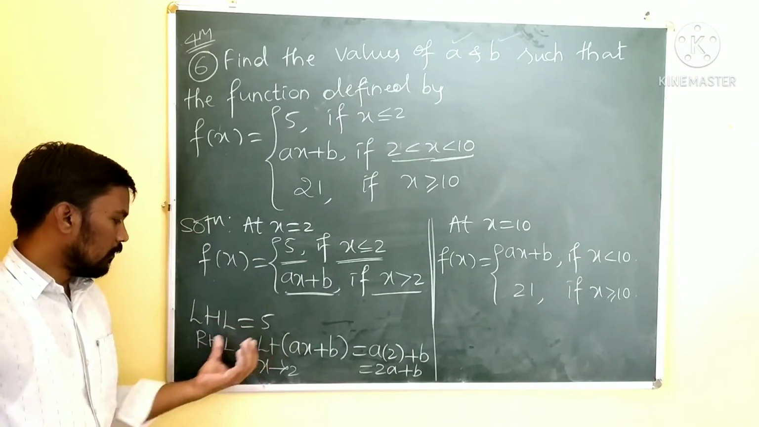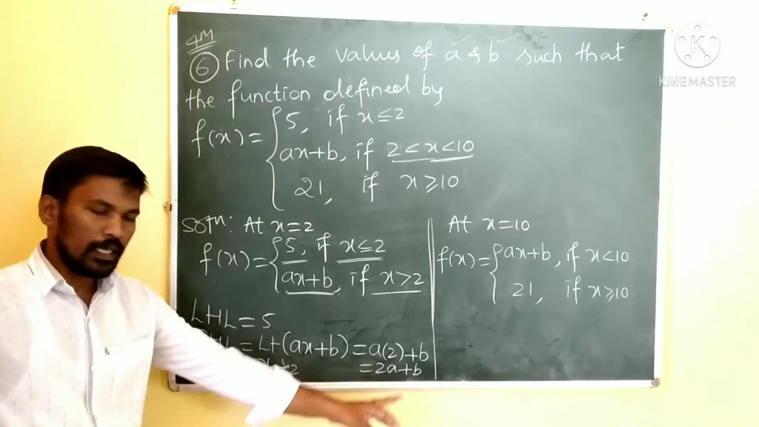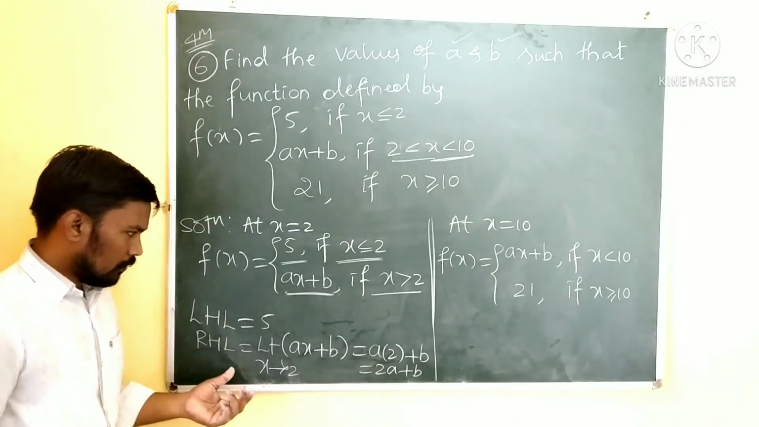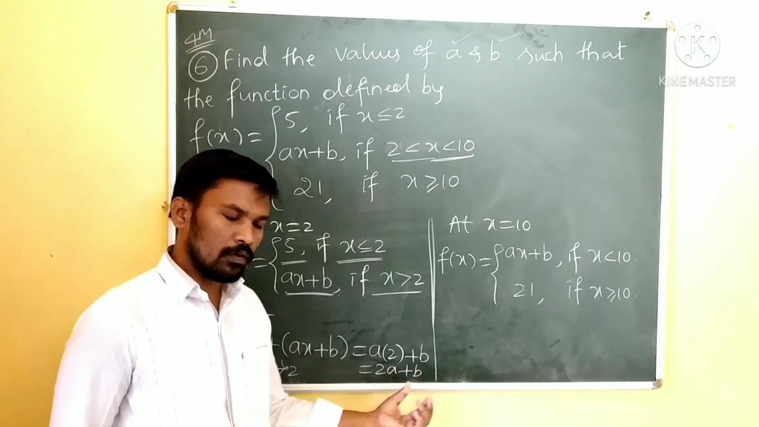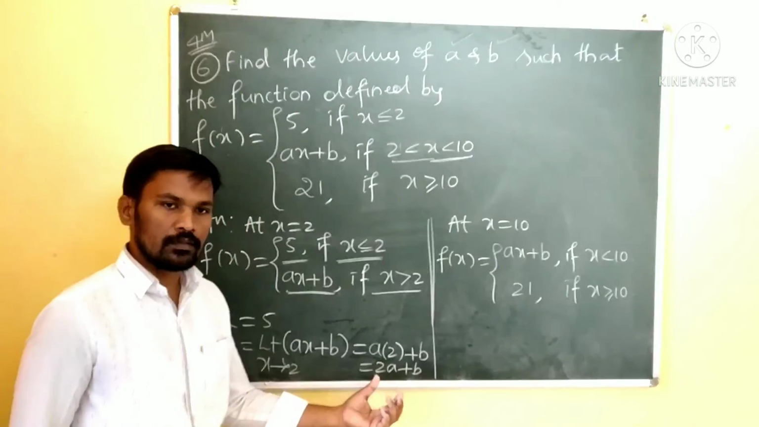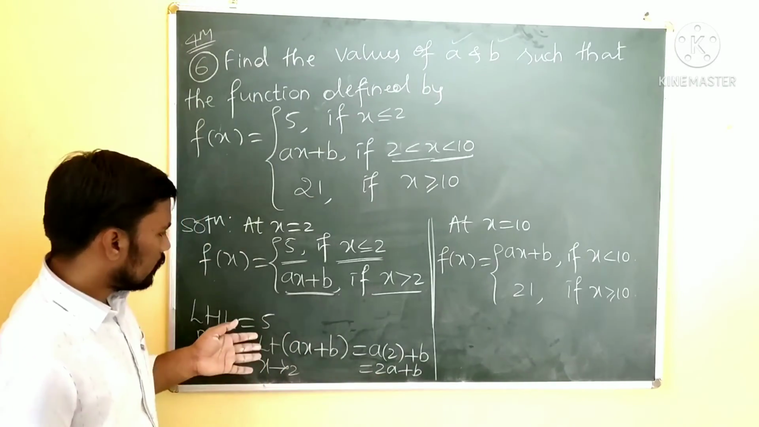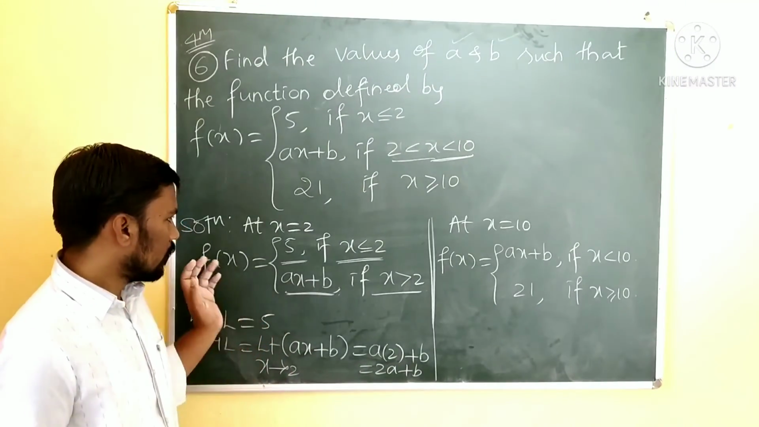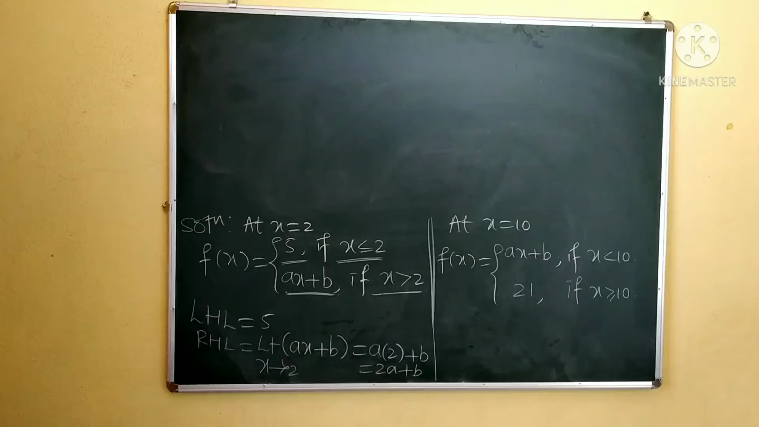Left hand limit value is 5, right hand limit value is 2A plus B. Just by equating these two, what do I get? 2A plus B is equal to 5. So like this, we will get two linear equations from these two limit points.